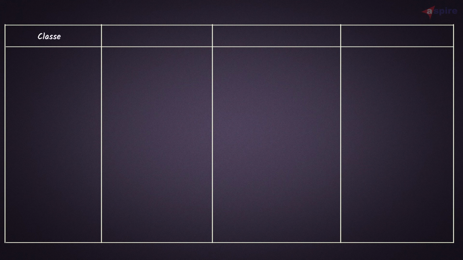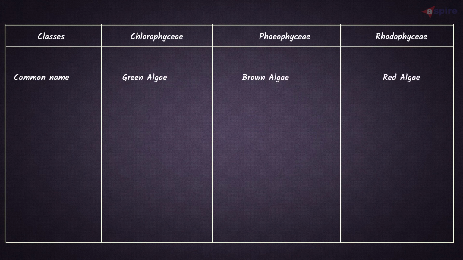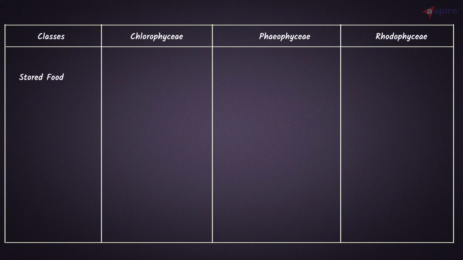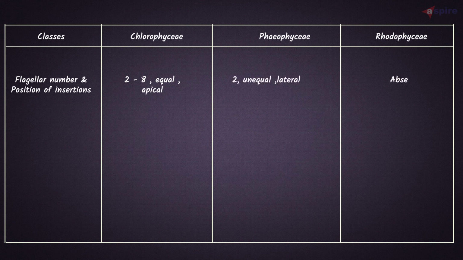Classes of algae are Chlorophyceae, Phaeophyceae and Rhodophyceae. Their common names are green algae, brown algae and red algae. Their major pigments are chlorophyll a and b; chlorophyll a, c and fucoxanthin; chlorophyll a, d and phycoerythrin. Their stored food is starch, mannitol and laminarin, and Floridean starch. Cell wall consists of cellulose; cellulose and algin; cellulose. Flagellar number and position of insertion: 2 to 8 equal apical; 2 unequal lateral; absent.